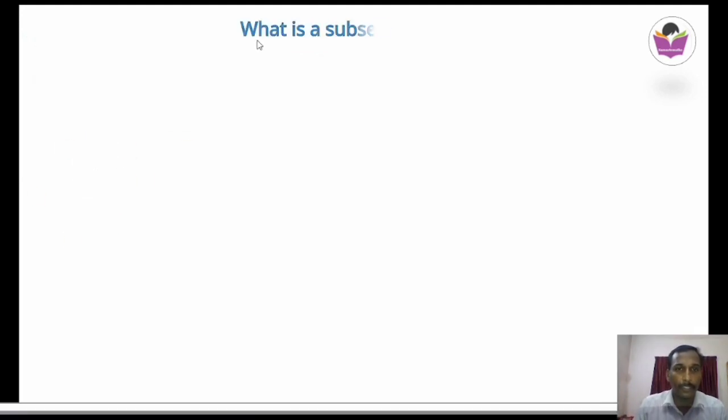Next we shall discuss subset. In the previous slides we have discussed a set. A set is a well-defined collection of distinct objects. Here we are going to discuss a subset. What is a subset? If all elements of set A are in set B, then A is a subset of B. All elements of set A.